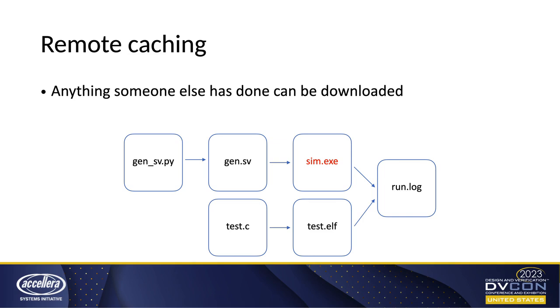And the first time this happens, the remote cache will say, no, I haven't done this before. And so then Bazel will say, okay, so I will run this. I produce this sim.exe, and now I'm going to upload it to the remote cache. I'm going to say, hey, remote cache, here is sim.exe, and I generated it using these commands and these input files that have these checksums. So the next time someone needs to do this, they can immediately download sim.exe.